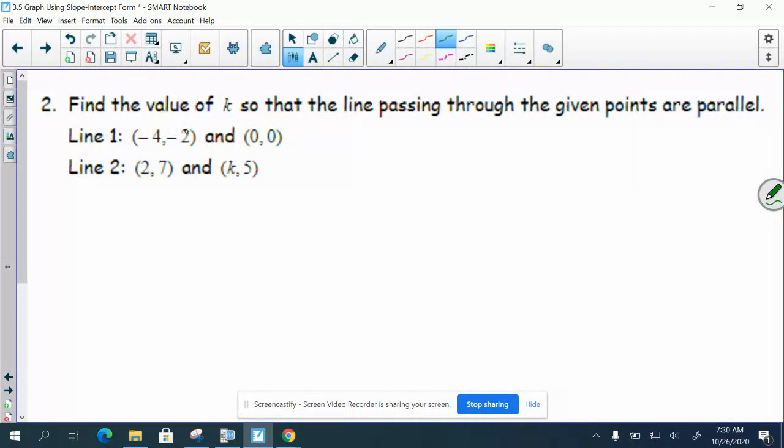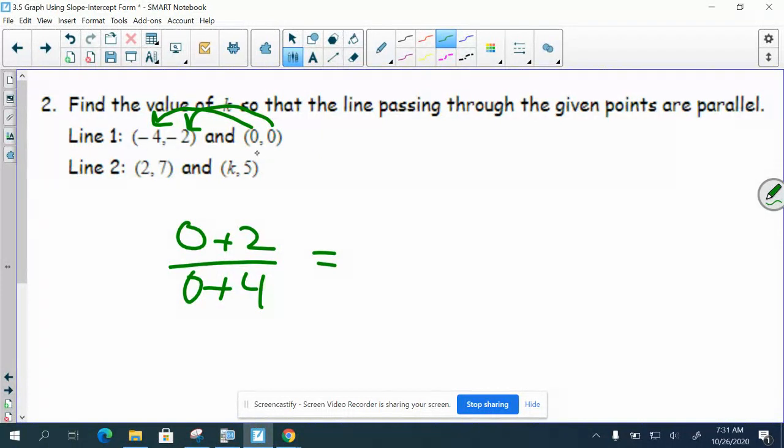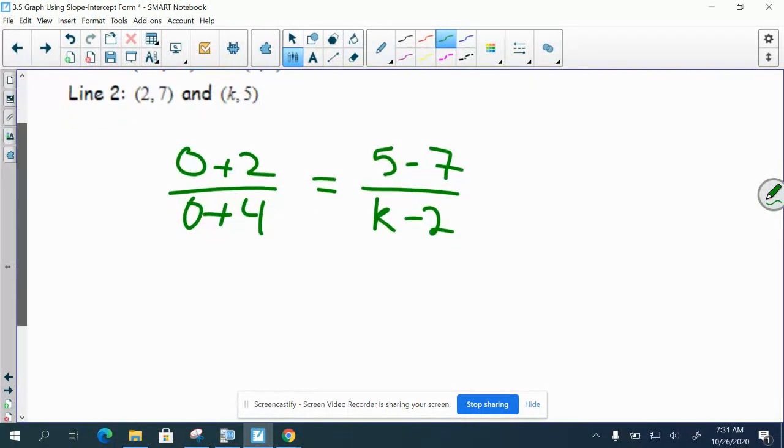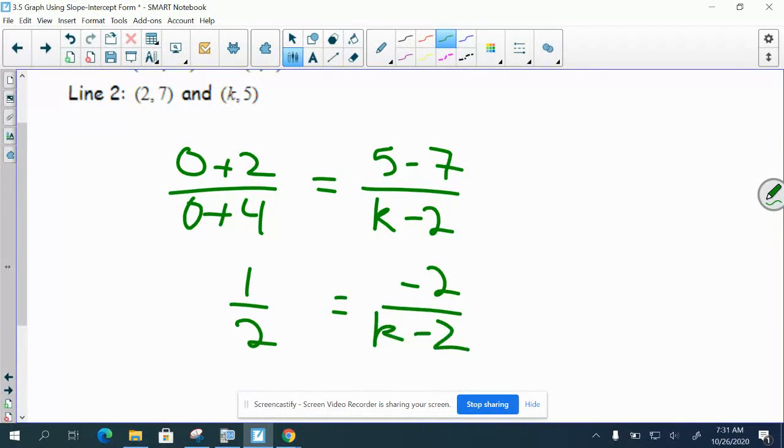So for line 1, we'll do 0 minus -2, which is 0 plus 2, over 0 minus -4, which is 0 plus 4. And then that should be equal to the slope of line 2. So we're going to do 5 minus 7 over k minus 2. Right, the next step you would take would be to simplify. So this would be 2 over 4, which simplifies to 1/2. And this would be -2 over k minus 2.